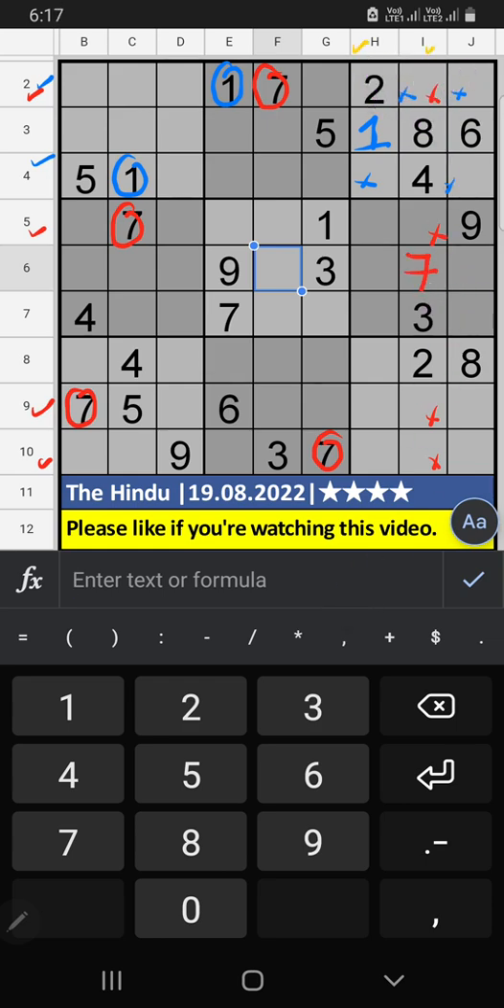Column H, column I, we have 2. So 2 can't come in these cells. 2 will come in one of the cells. We will confirm later. Column H, 5th row, we have 1. So 1 can't come in these cells. 1 will come in one of the cells. We will confirm later.